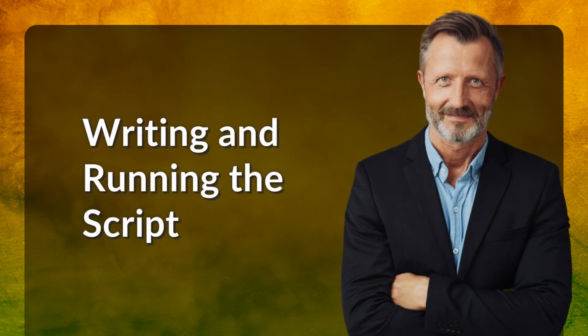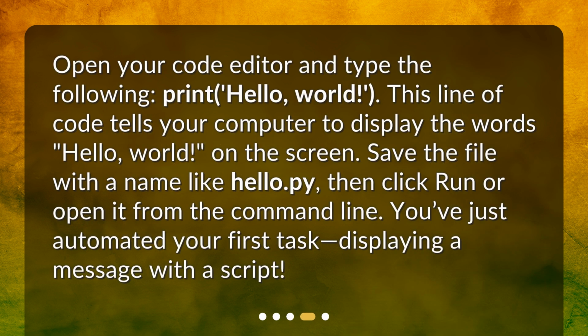Writing and running the script. Open your code editor and type the following. Print "Hello World." This line of code tells your computer to display the words "Hello World" on the screen. Save the file with a name like hello.py. Then click Run or open it from the command line. You've just automated your first task, displaying a message with a script.